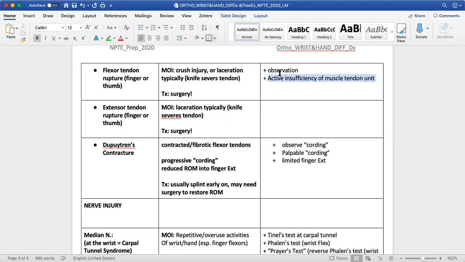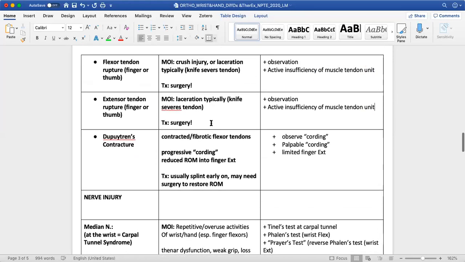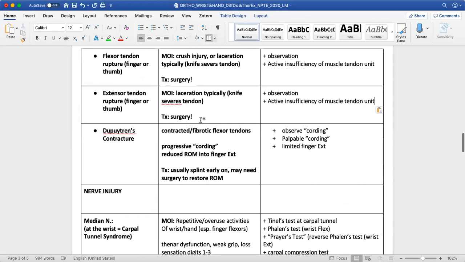And then a similar issue if you have an extensor tendon rupture, but just obviously on the opposite side of the hand, so the dorsum of the hand. Treating with surgery, trying, if possible, to repair that tendon. Sometimes they will do a graft if need be.